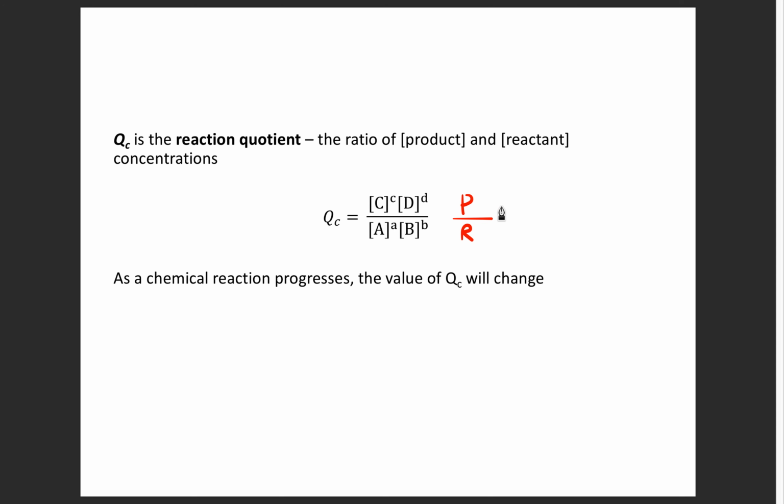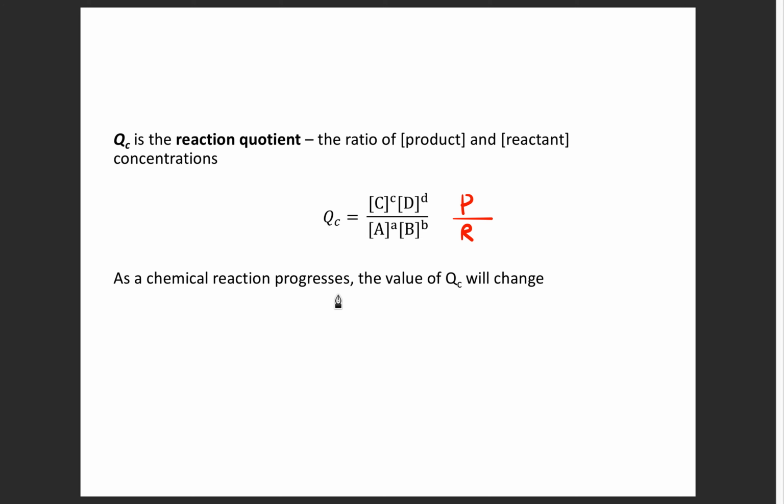So here we go. We have your products divided by your reactants. It will always be this way. This is how you want to calculate these. And given some values, you can plug everything in and find out what your reaction quotient is, and see what that ratio is of products versus reactants.